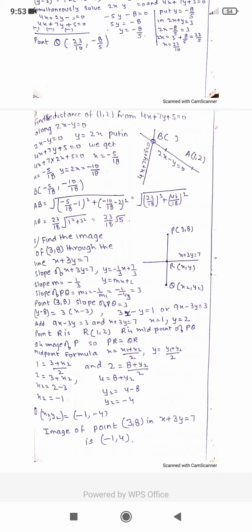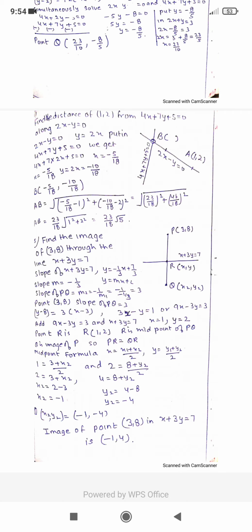Now the slope of x + 3y = 7 can be found by converting it into slope-intercept form, y = mx + c. The slope is -1/3. So the slope of PQ is 3. So the point is (3, 8) and the slope of PQ is 3. So we get the equation of PQ as y - 8 = 3(x - 3). On solving we get 3x - y = 1.